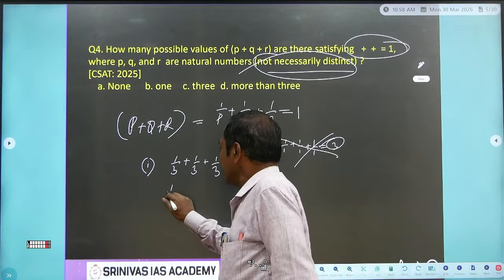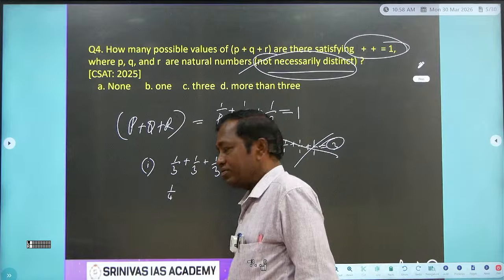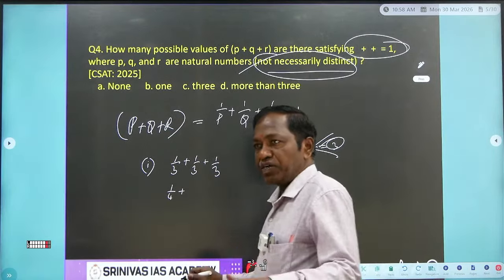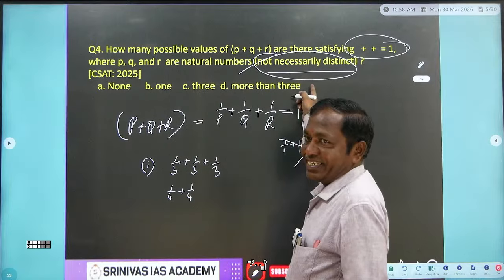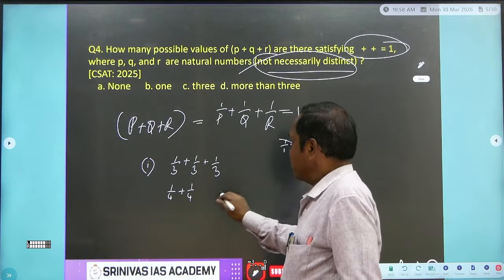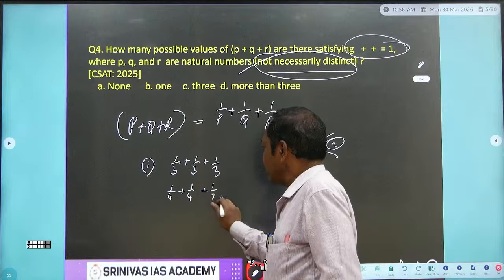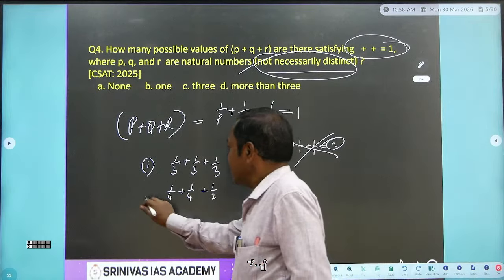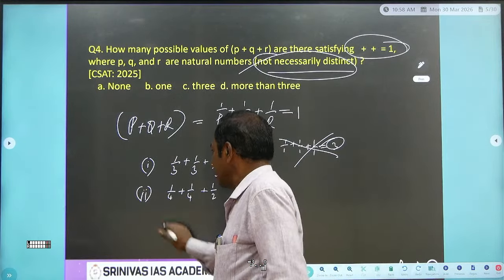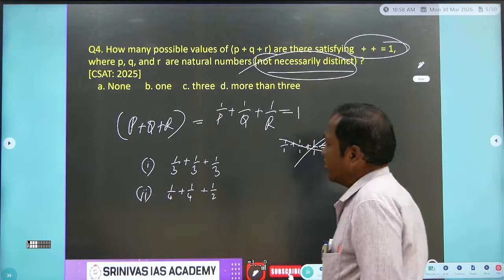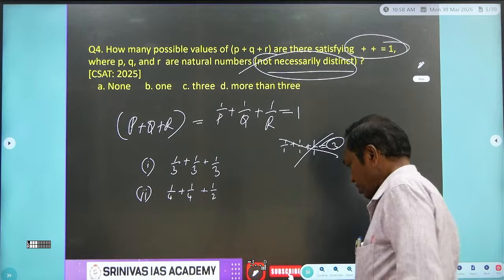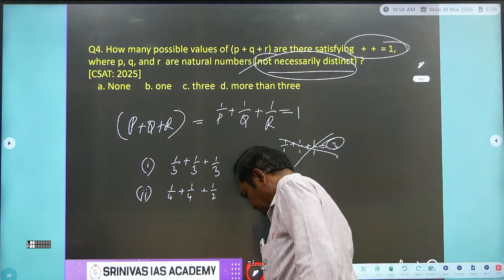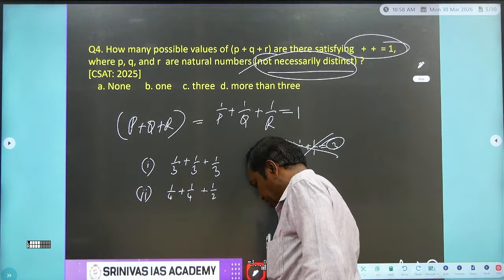Now another thing: let us take 1 by 4. This is equal to 0.25. Again, 1 by 4 cannot be repeated necessarily, so plus 1 by 2 you can take. This is another possibility. So we have 3 possibilities, that's right.